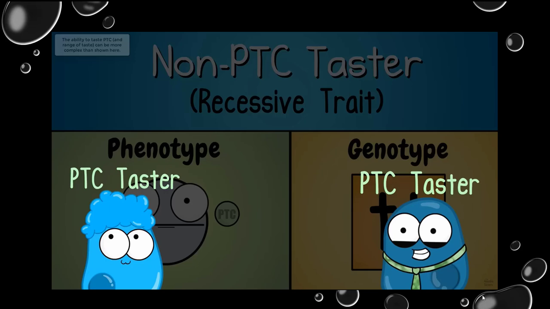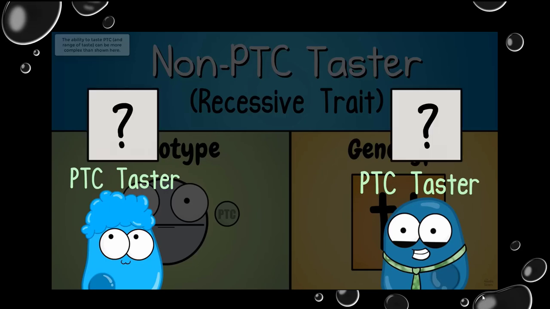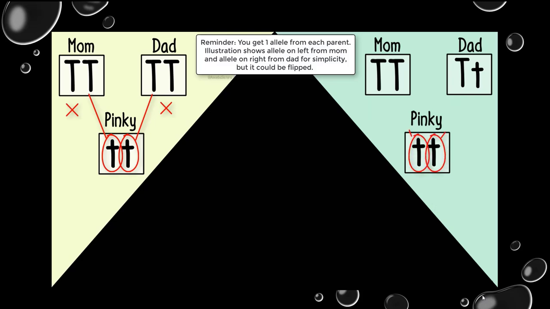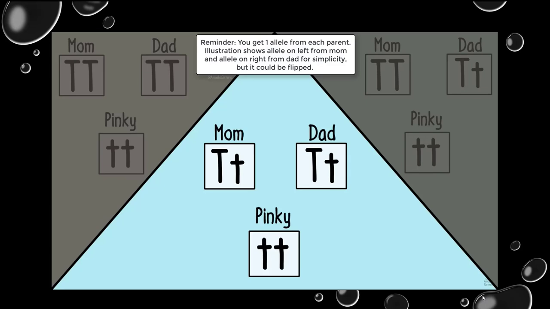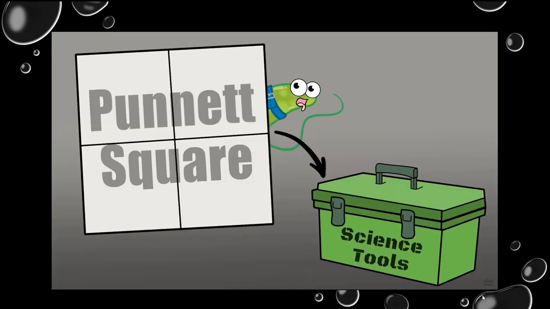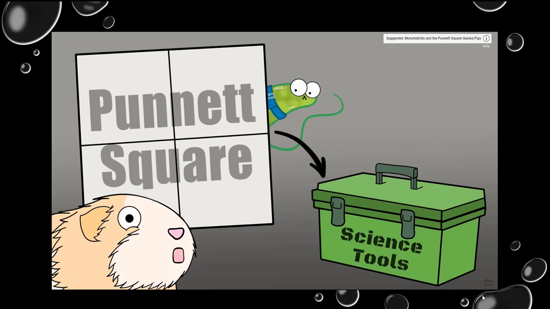But my parents can taste PTC. So what genotypes would they have to be? Well, if they were both big T, big T, that wouldn't be possible. Remember, you have to get an allele, a form of a gene, from each parent. If my parents do taste PTC and I do not, then my parents have the genotype big T, little t, and their phenotype is PTC taster. Punnett squares can be used to determine the probabilities of offspring having certain genotypes, which then can be used to determine their phenotypes. But Punnett squares are for another Amoeba Sisters video.